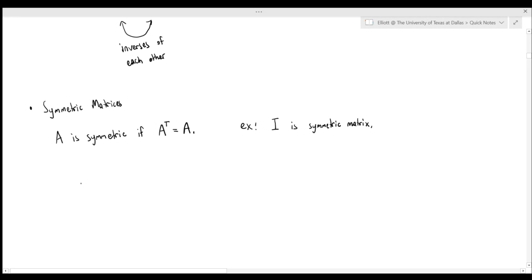Now, just to look at an example, let's suppose I wanted to see what a 3x3 symmetric matrix looks like. If I put a, b, c into the first row, since A should be equal to its own transpose, we know that in the transpose, the first row becomes the first column. So I also need to have a, b, c as my first column to make the first row agree with the first column, okay?